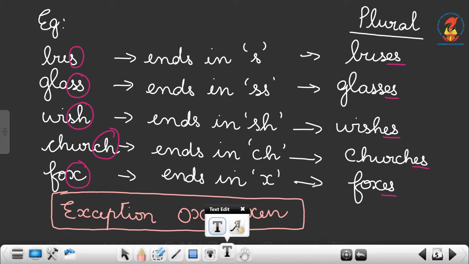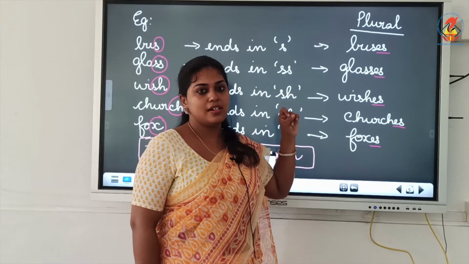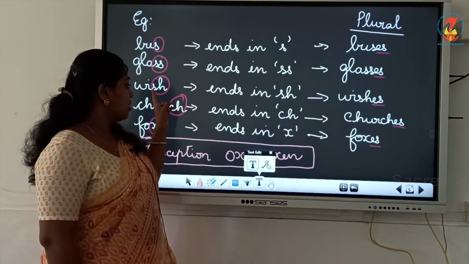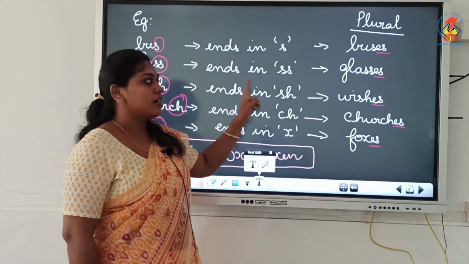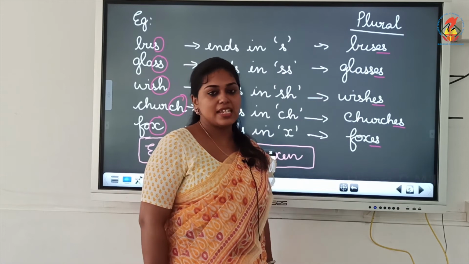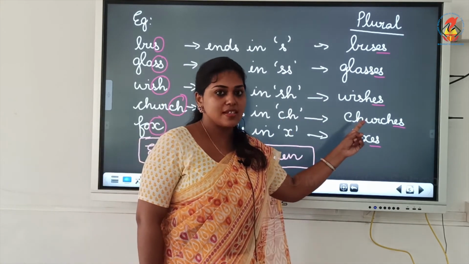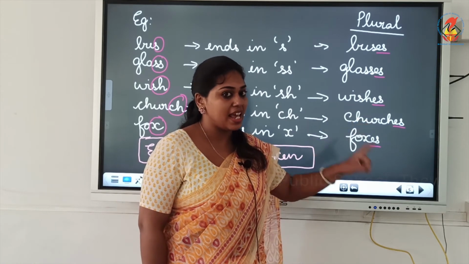Look at the word wish, children. The word wish ends in letter sh, right? So, if the word ends in sh, to make it plural, we have to add es. Understood? So if the noun ends in sh, we have to make it plural by adding es. Therefore, wish is singular, whereas wishes is the plural form by adding es.